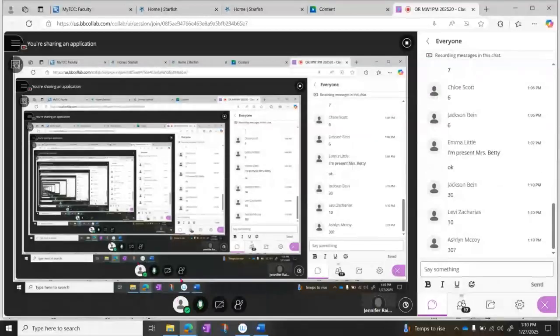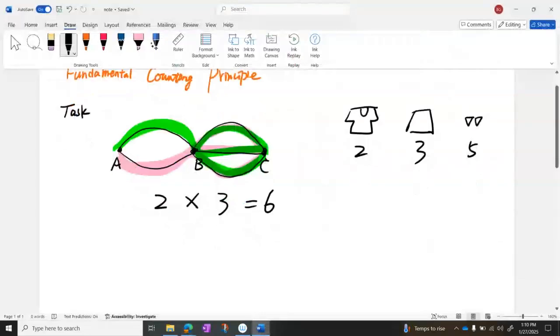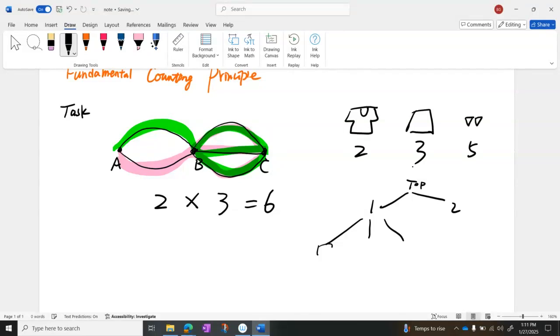How do you get a 10? So I can show you we have more than 10, a lot more than 10, okay? So we can make a tree. When we choose a top, we can do top 1, top 2, right? Suppose you choose top 1 and you have 3 skirts, skirt 1, skirt 2, skirt 3.